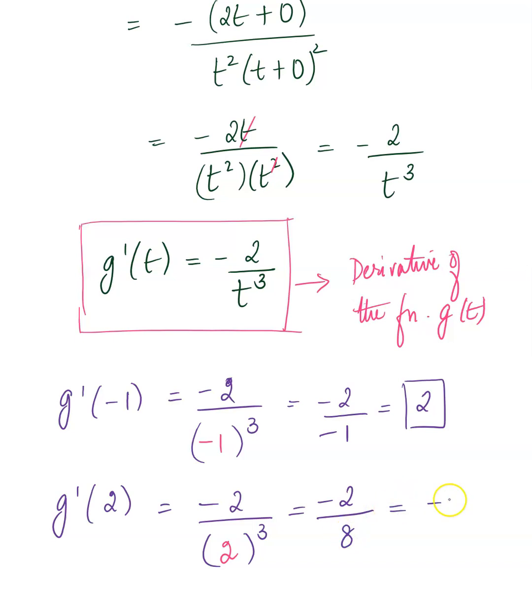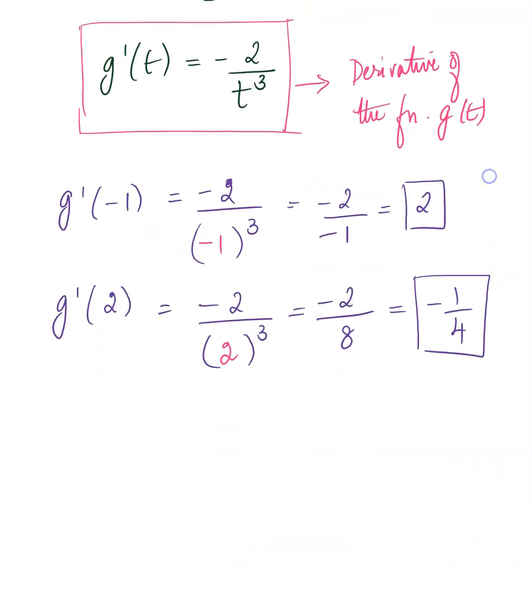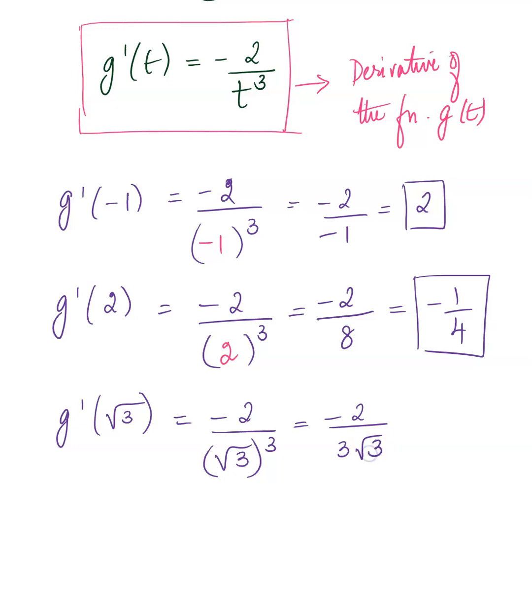And that reduces to negative 1 over 4. And then the last one was to find g prime of root 3, which is negative 2 over root 3 the whole cubed. Root 3 the whole cubed would be root 3 times root 3 times root 3. So root 3 times root 3 is 3. So you'll have a 3 root 3 in the denominator. And that will be your answer for that.